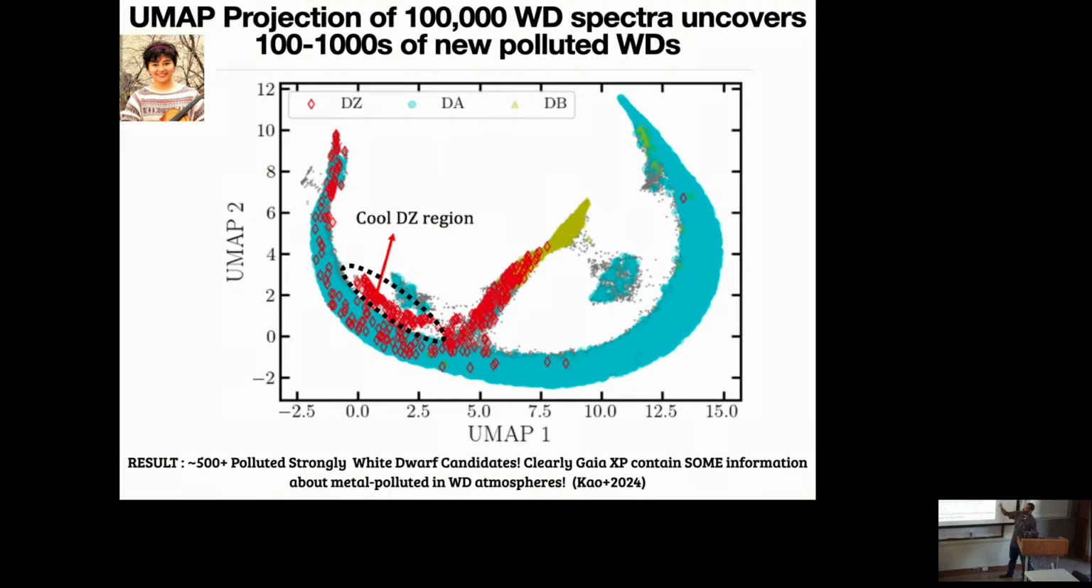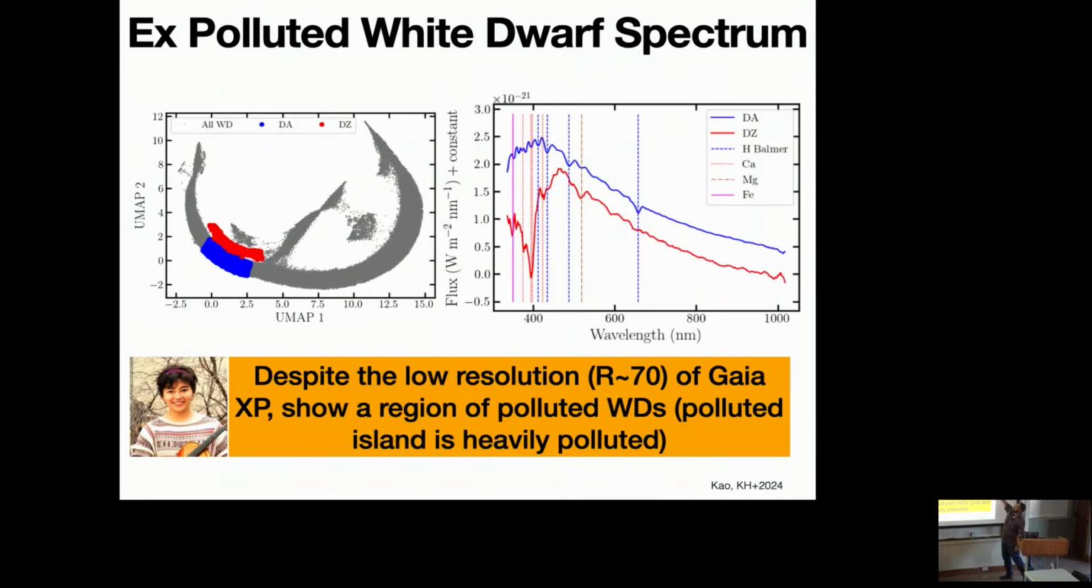But in fact, if you plot the known polluted white dwarfs, a ton of polluted white dwarfs fall in this particular region of this UMAP space. This shelf in the UMAP space is almost all, 95% of the stars there are likely polluted. And there are more than 1,000 candidates in that particular region that are not known to be polluted currently, but we think they might be. This is the stacked XP spectra where you can actually see the significant calcium H and K absorption here. Even in R of 70, it's extremely obvious.